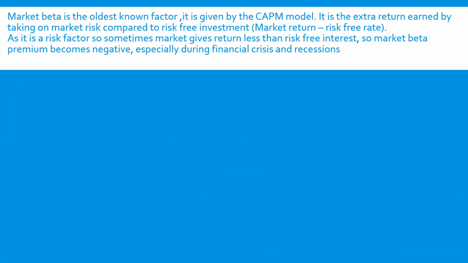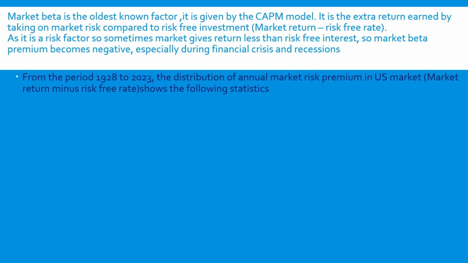Market beta is the oldest known factor. It is given by the CAPM model. It is the extra return earned by taking on market risk compared to the risk-free investment. That is market return minus risk-free rate. As it is a risk factor, sometimes the market gives returns less than the risk-free interest. So the market beta premium becomes negative, especially during the financial crisis and recessions.